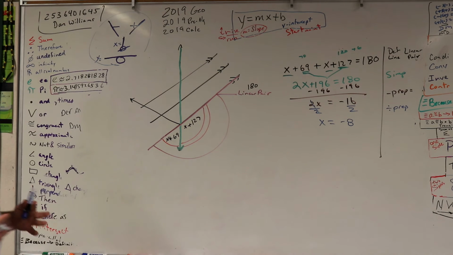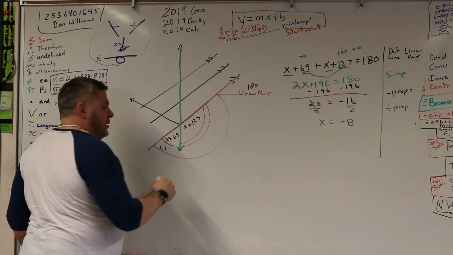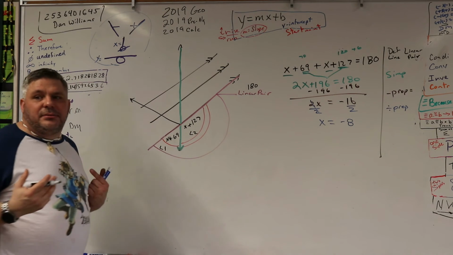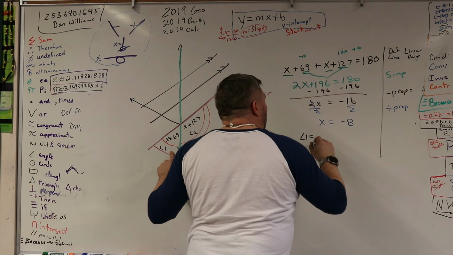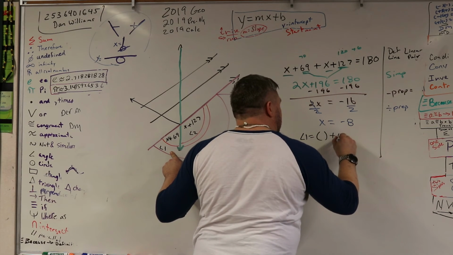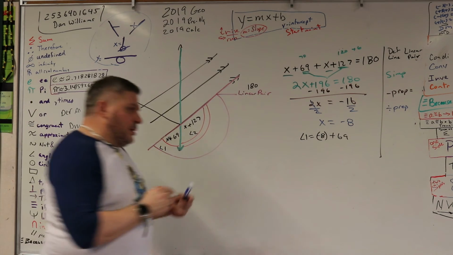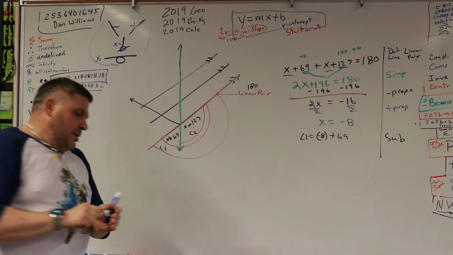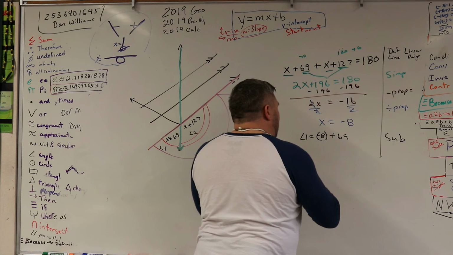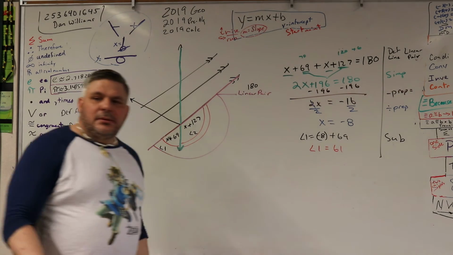Which one? Because they're going to be different, right? So we might go like this, angle 1, right? And angle 2. Okay, I don't know. And say, hey, angle 1 is equal to x plus 69, which is -8, right? And so, substitution, right? And then when I do the math, I get angle 1 is equal to 61. Okay?